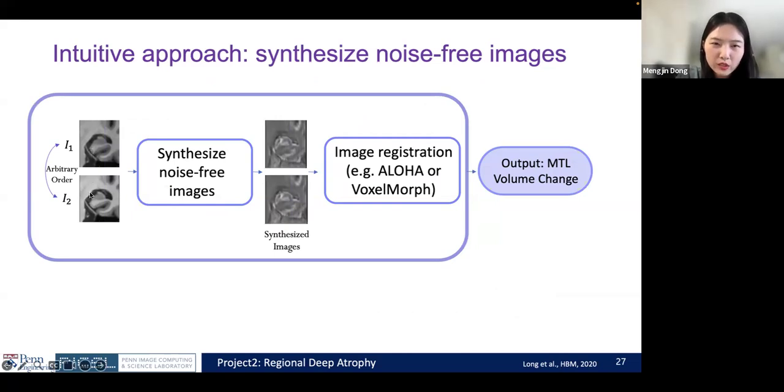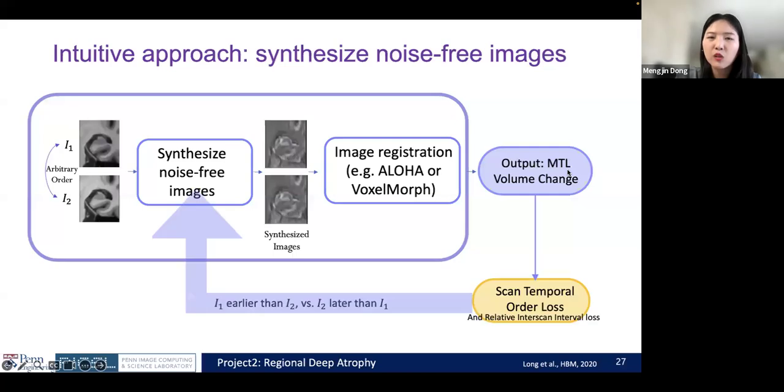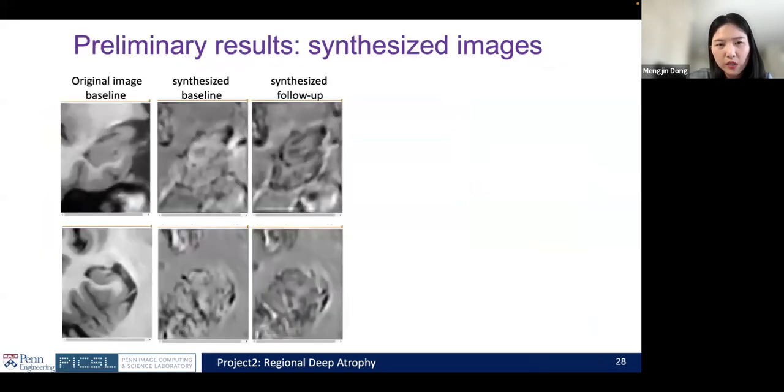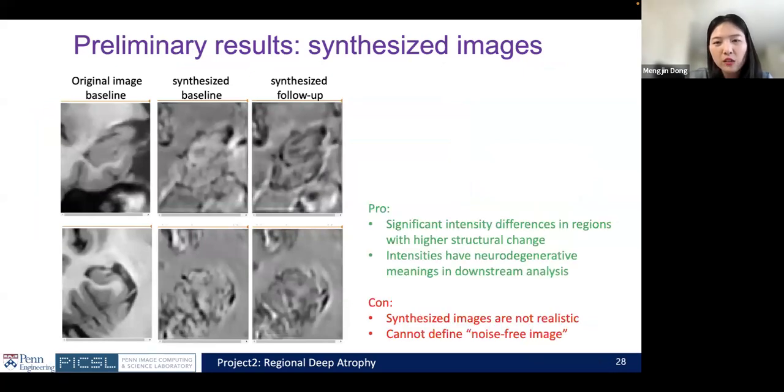So when we are inputting arbitrarily ordered images, before inputting these images to this registration model, we synthesize noise-free images in between, and then the output will still be the medial temporal lobe volume change. Here we can plug in scan temporal orders or relative interscan intervals to this synthesized noise-free image network to guide this prediction. And then these images will update MTL volume estimation. Our preliminary results show that while the model still can predict significant intensity difference in regions with higher structural change, which have neurodegenerative meanings in downstream analysis, we found that synthesized images are not realistic, we don't have a very high standard of ground truth, and we cannot define noise-free images.